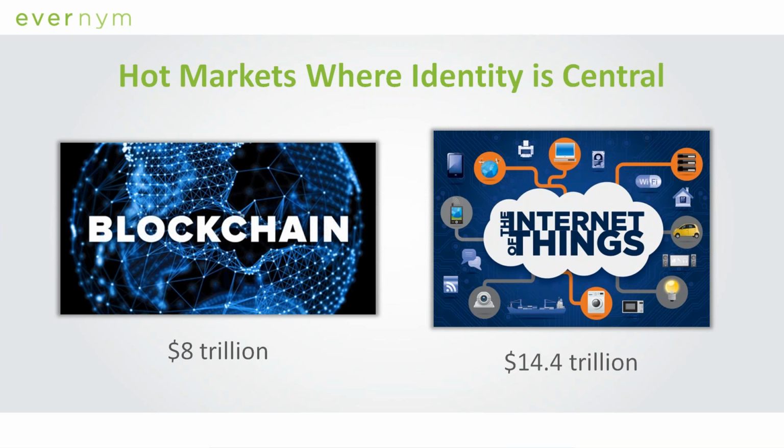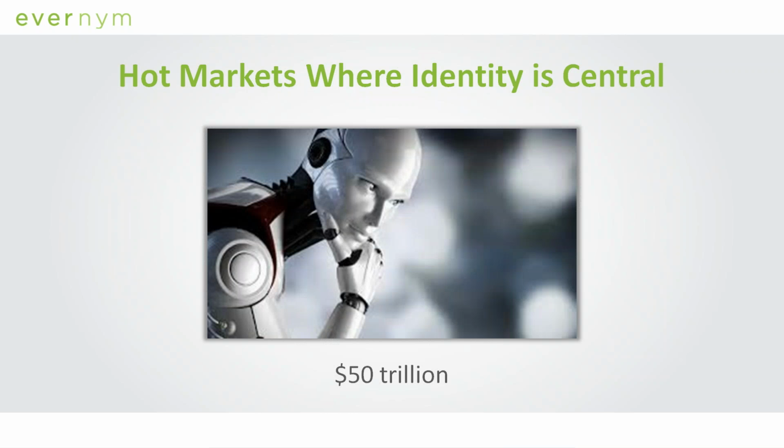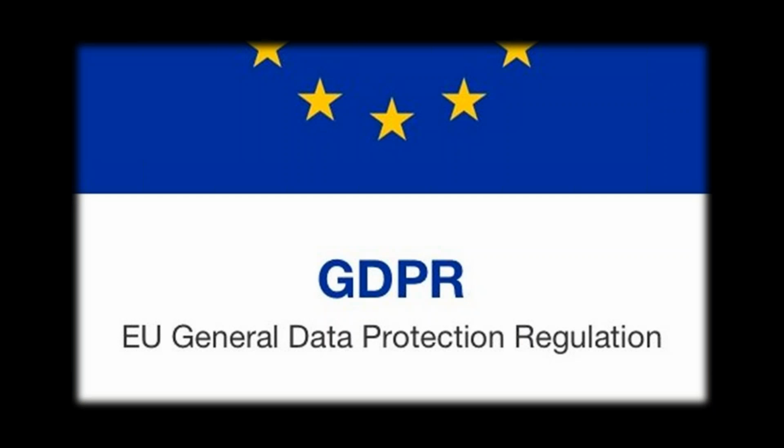The Internet of Things, according to Cisco, $14.4 trillion, and the biggest one, I would ask for any of you to guess what McKinsey thinks will be a $50 trillion industry. Artificial intelligence and robotics. How would you like your artificially intelligent robotic personal assistant to forget who you are or to be compromised by someone else? Scary. Identity is absolutely fundamental to the security of these new exciting things.